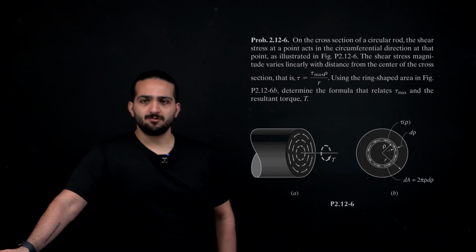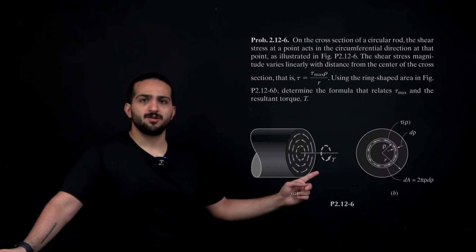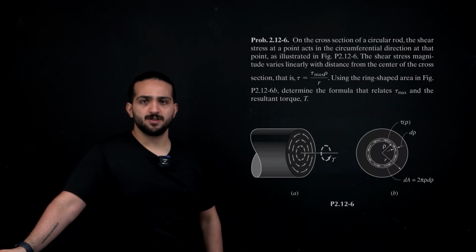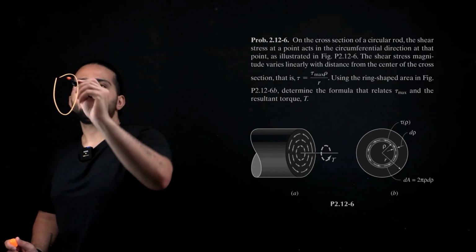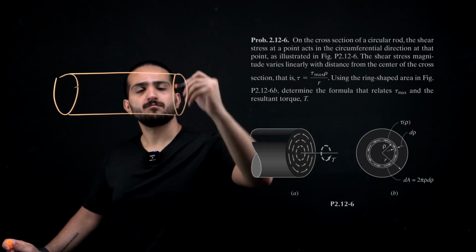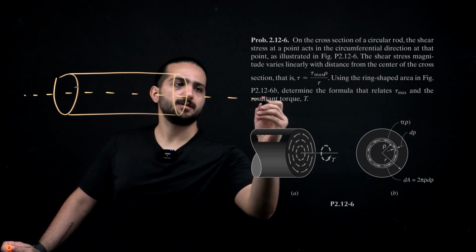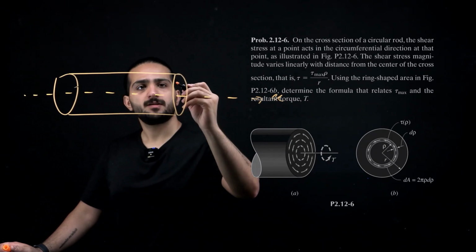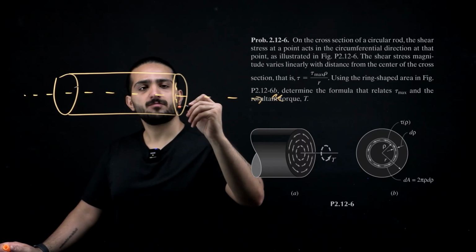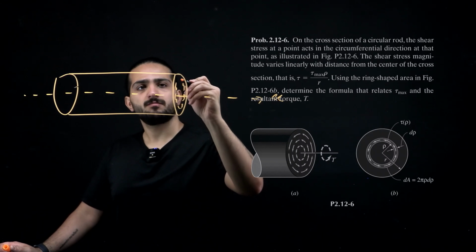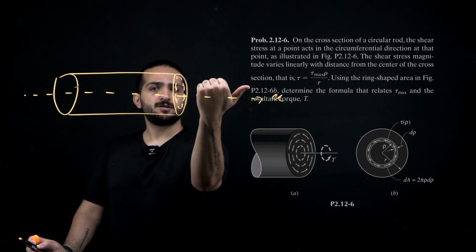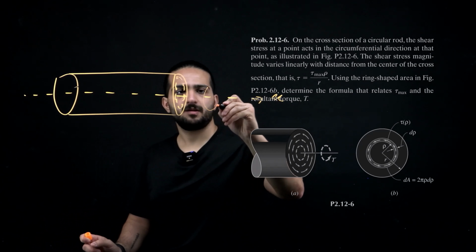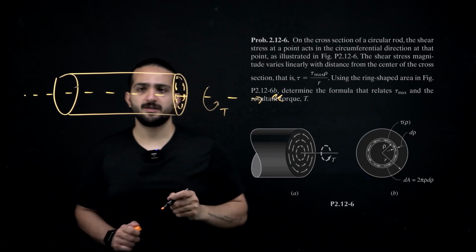Okay, let's read the question together. Here you can see the cross-section of a circular rod which is subjected to a shear stress. So if this is our rod and this is axis X and these are our shear stresses, this shear stress creates a torque resultant like this, which we call T.